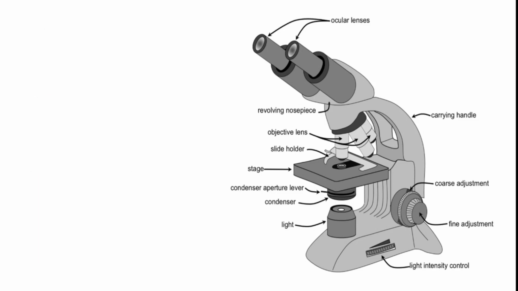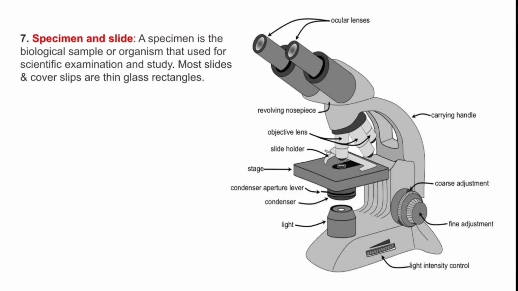Next, specimen and slide. I have already told you about the slide and other equipment used in the lab. You should watch the video. I will provide the link of this video in the description box. Let's see what is a specimen. A specimen is the biological sample or organism that is used for scientific examination and study.